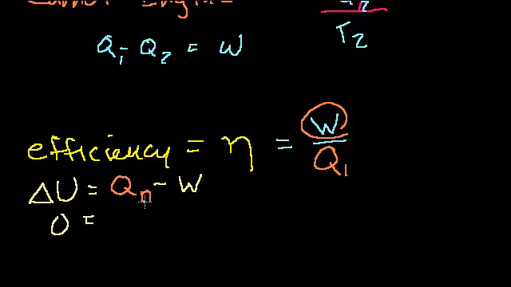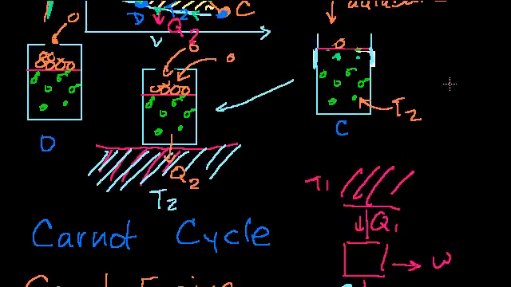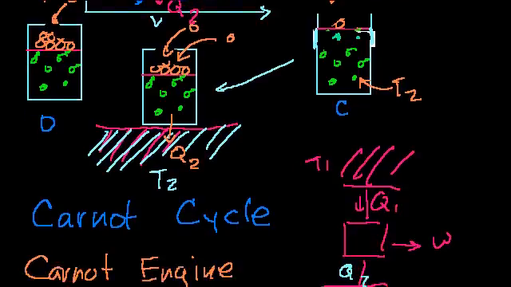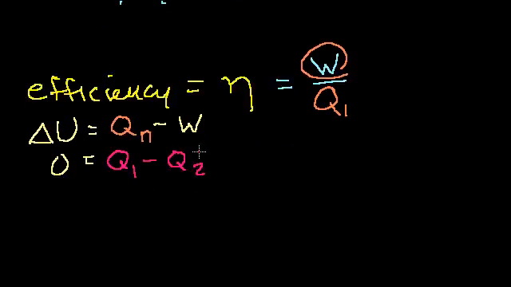What's the net heat applied to the system? Well, we apply Q1. We applied Q1 to the system, and then we took out Q2. Right? We gave that to the second reservoir, down there at T2. And then minus work, and all of this is equal to 0. This is the net heat applied to our system.